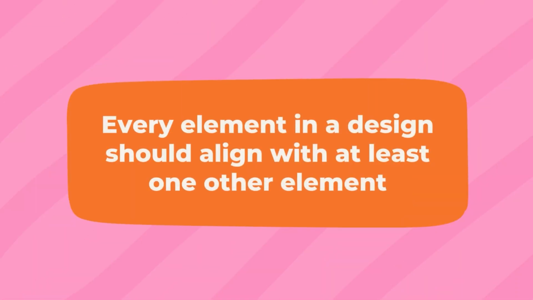There is an important rule when it comes to alignment, and that is that every single element in a design should be aligned with at least one other element. There shouldn't be any element just hanging out there by itself, unless it's very intentional. And we'll talk about this in a second, but every single element on your design should be aligned with something else, with another visual element.